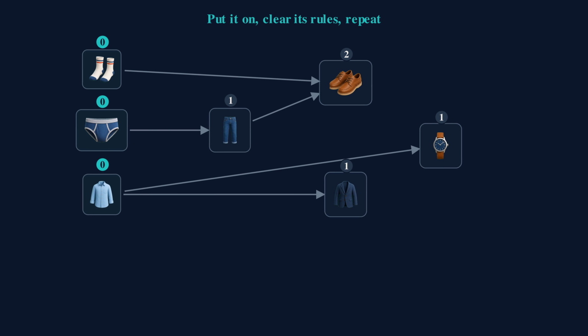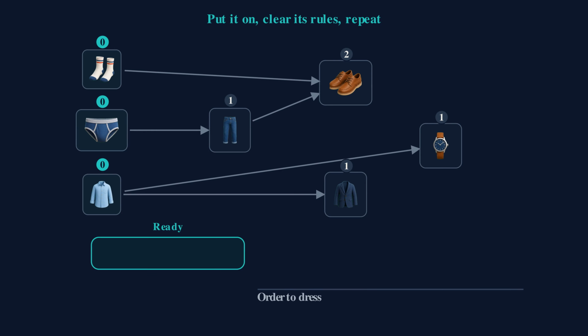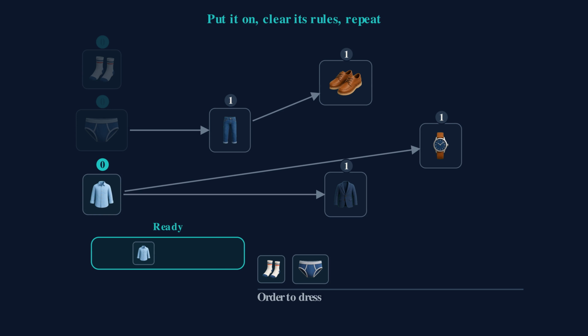Here's the plan. Every node at 0, every node with nothing left to wait on, goes into a queue, our line of things that are ready. And over on the right, we build the final order. Start by tossing in everything that's already free. Socks, underwear, shirt. Grab the first one, the socks, and put them on. The socks were holding up the shoes. So that rule is finished. We cross it off, and the shoes drop, from waiting on 2 down to 1. Next, the underwear goes on. That was the only rule the pants were waiting on. So, clear it. Their count drops to 0. The pants are free, into the ready line.